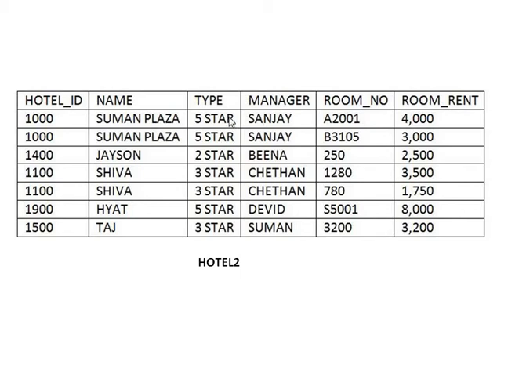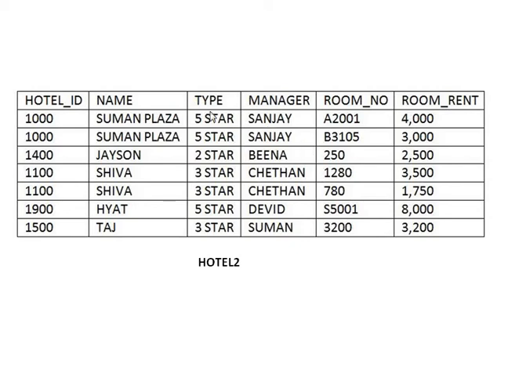One more problem you can find here is that there are two entities. Which are they? One is hotel, one more is room. In one table you can find two entities, one about room, another about hotel. Because of this, this table does not use the normalization principles. Here you can see two tables are combined together.